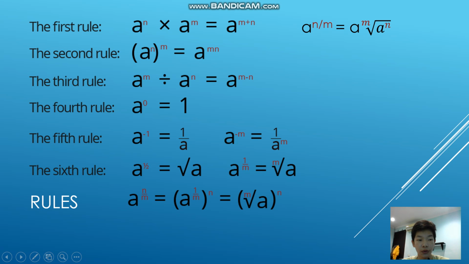And we have a fourth rule here. A to the power of 0 is equal to 1. It doesn't matter what base number it is. If the indices is 0, then the result is 1.